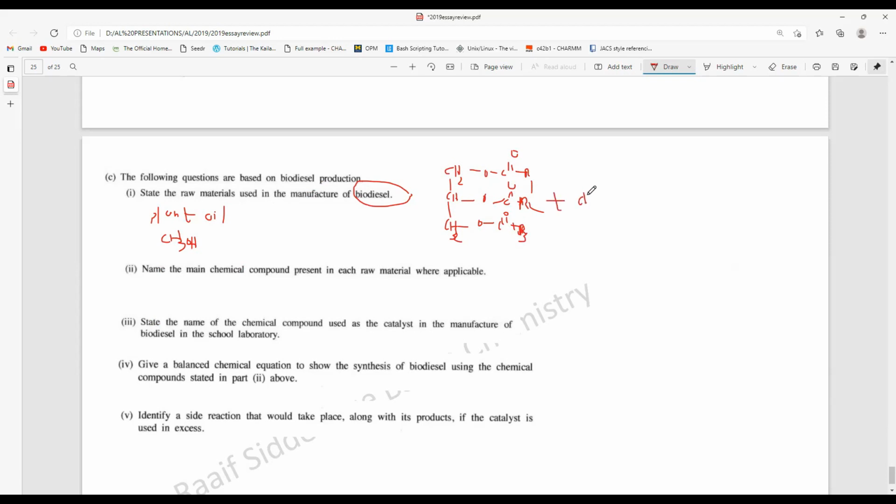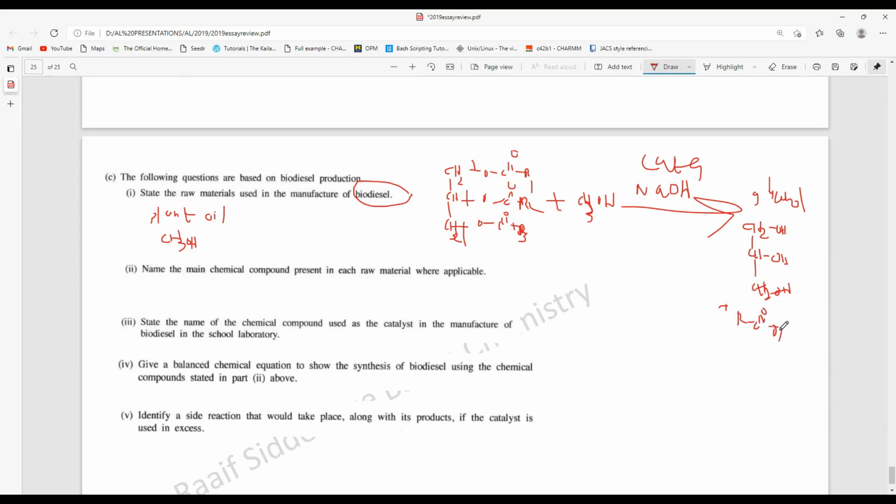Then what you can do is you add methanol and heat the solution. You can add NaOH or KOH as the catalyst to speed up the reaction. So basically this bond will break and it will form the glycerol molecule. Glycerol molecule is CH2OH, CHOH, CH2OH. This is glycerol.